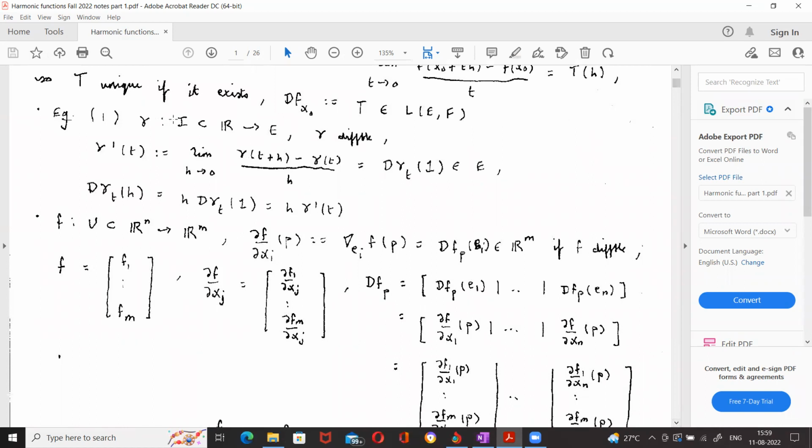So for example, if I have a curve gamma from an interval in R into my normed vector space E, and suppose gamma is differentiable, then we define the tangent vector at a point, gamma prime t, to be the usual limit h tending to 0, gamma t plus h minus gamma t over h. And since gamma is differentiable, this is the same thing as d gamma at the point t applied to 1. Right? Remember that d gamma at the point t will be a linear map from R to E. So this applied to 1 will be a vector in E. Okay? And the derivative d gamma t as a function of h is just h times d gamma t of 1 by linearity. And d gamma t of 1 is gamma prime t. So this is h times gamma prime t.